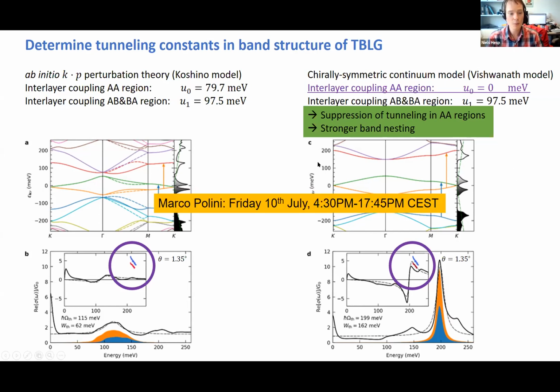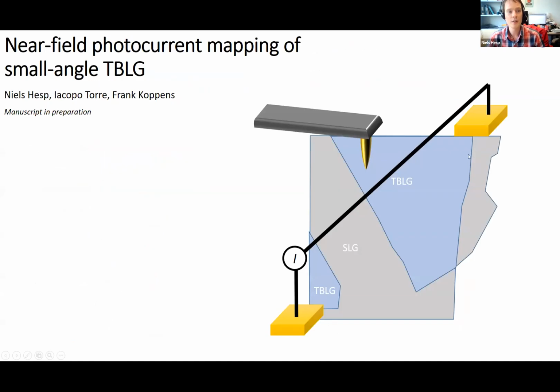So on Friday, Marco Polini will give much more detail about this, in particular about the theory. For now, I would like to show something else, which is also related to twisted bilayer graphene, and that's near-field photocurrent mapping. It's a different technique, but the idea is rather similar. You have a metallized tip, and we focus light on it, which heats up the electron gas, and because of the photothermoelectric effect, you can induce a current. So while scanning over our twisted bilayer graphene sample, we measure the current between these electrodes.